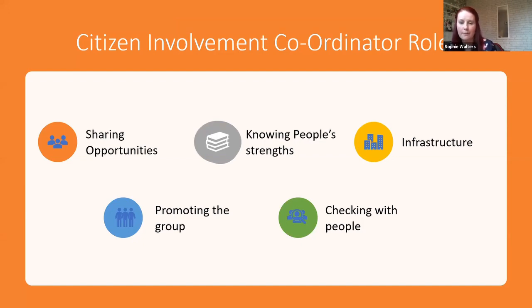I'm also responsible for the infrastructure, so making sure people get paid, making sure they know where to be, when they need to be there, and what they're doing when they get there. I'm responsible for promoting the group and checking in with people, which has been really vital through the pandemic. And I feel really lucky that my role is solely dedicated to those with lived experience and that I have the time to do all of these things.